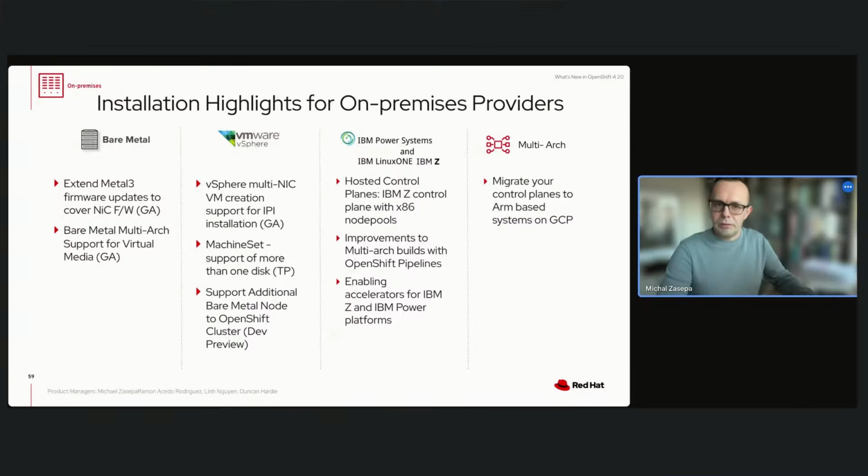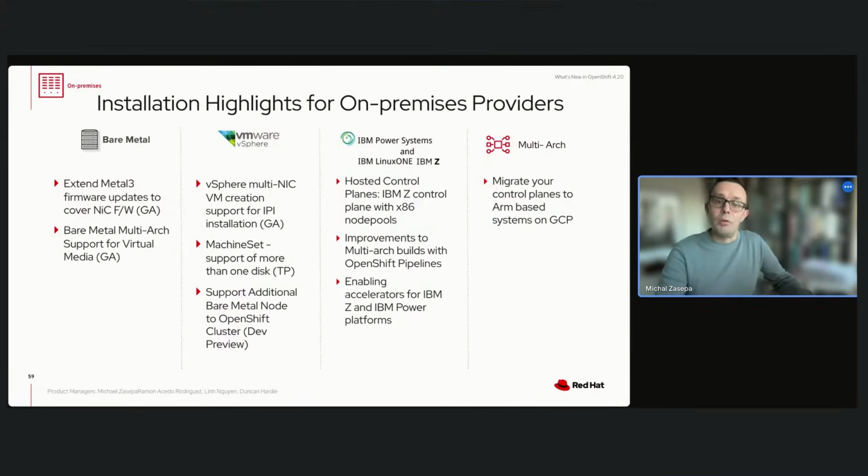Moving to VMware. For API installs, we are adding vSphere multi-network VMs creation support, which is a GA feature, super handy for complex networks. For machine sets, we are introducing support for more than one disk as a technology preview. And we are looking at how to add bare metal nodes into an existing OpenShift cluster, which is a developer preview.